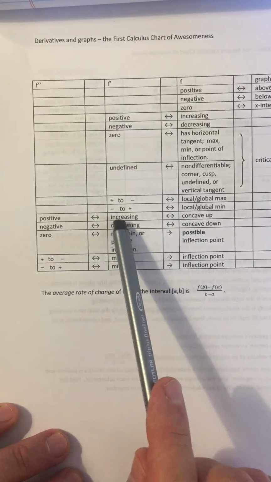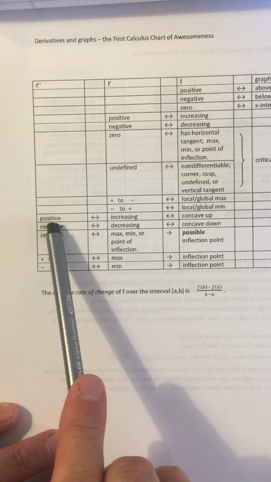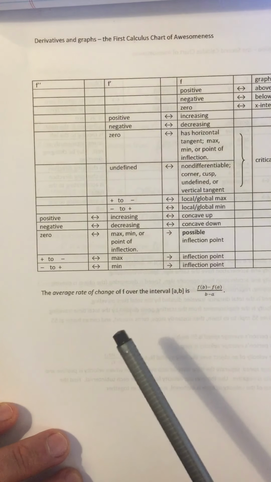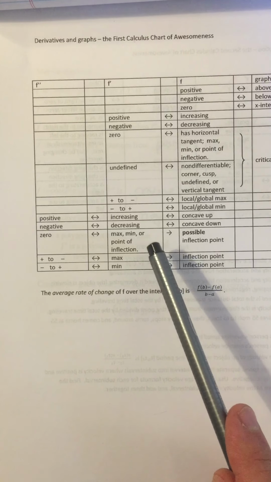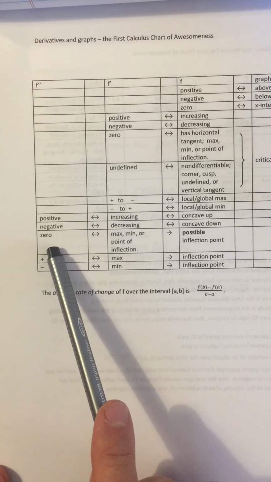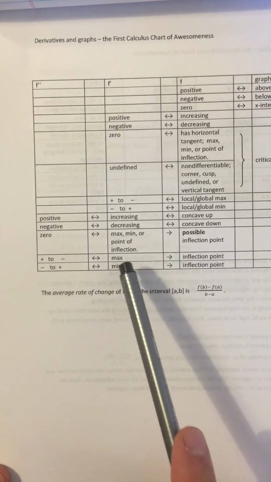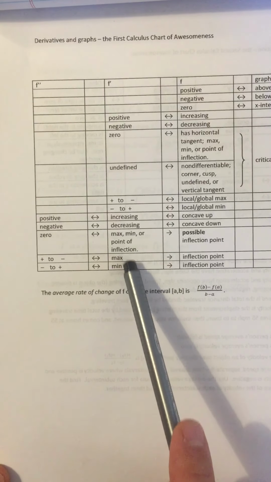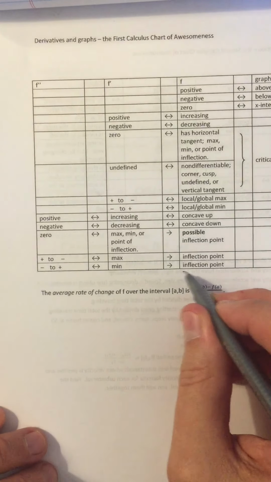When f prime is increasing, f is concave up, and f double prime is positive, right? So that's how it works. By the way, something that I threw in here is that when f double prime is 0 and changing sign, positive to negative, so that f prime has a max or min, then f has something called an inflection point, which I haven't really talked about.